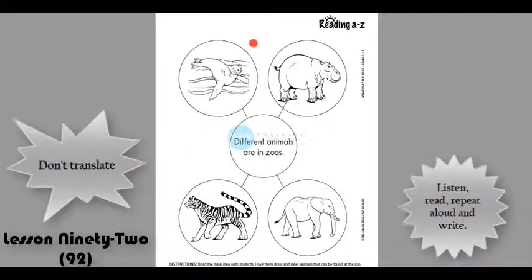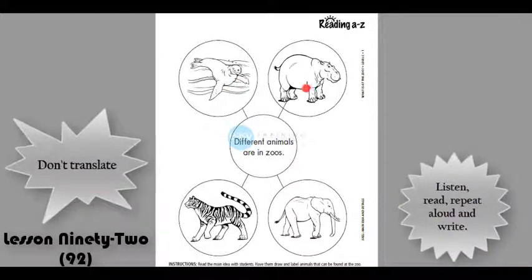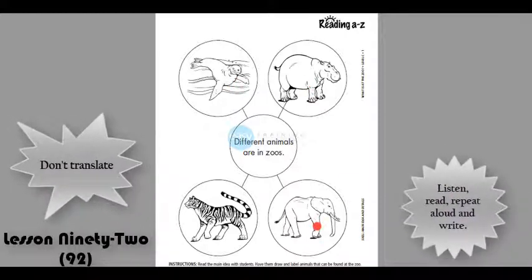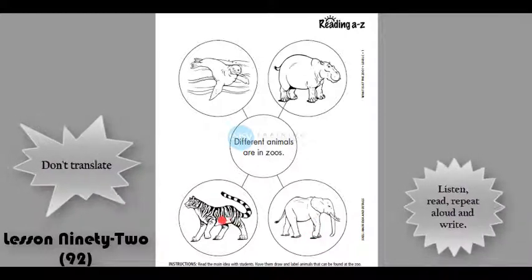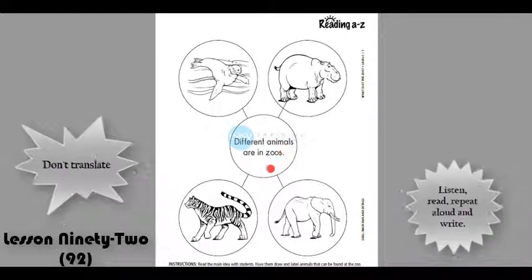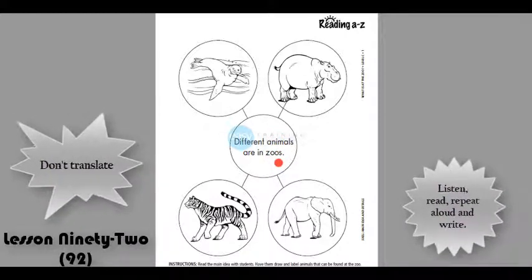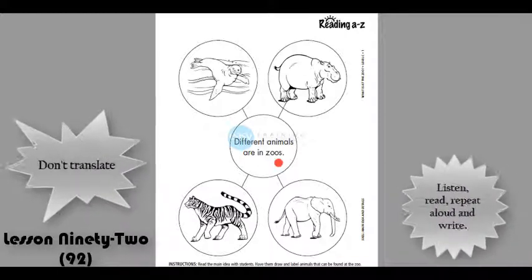Here you can see a sea lion, a hippo, an elephant, and a tiger. Different animals are in zoos. There are different animals in zoos.